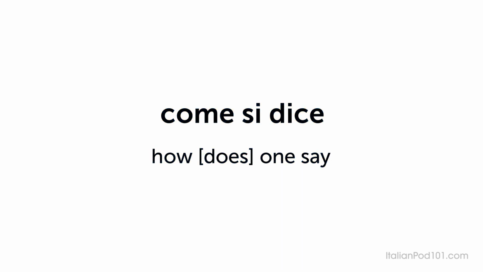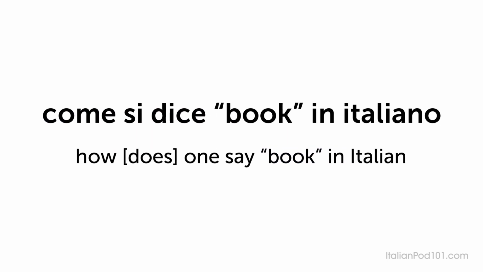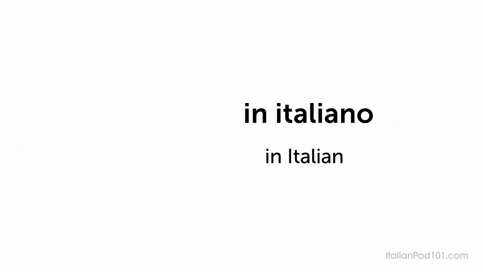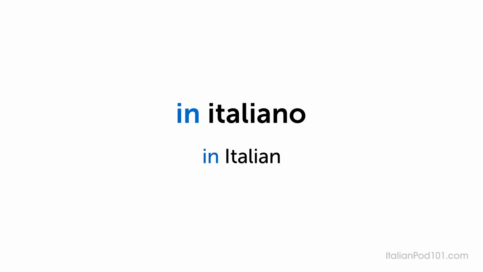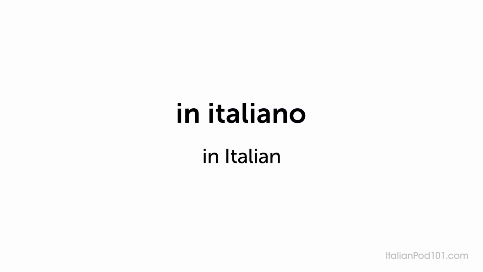Come si dice. After this is the English word book. Last is the phrase In italiano, meaning in Italian. First is In. After this is Italiano, Italian, as in the Italian language. Note, when the context is clear, you may omit In italiano.